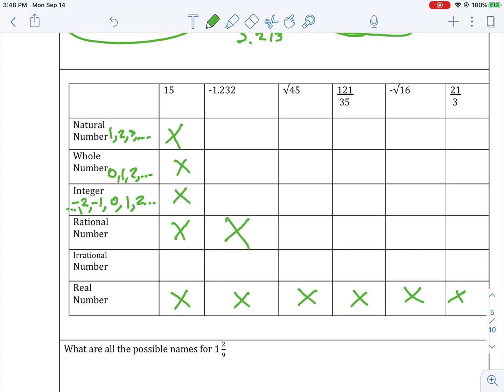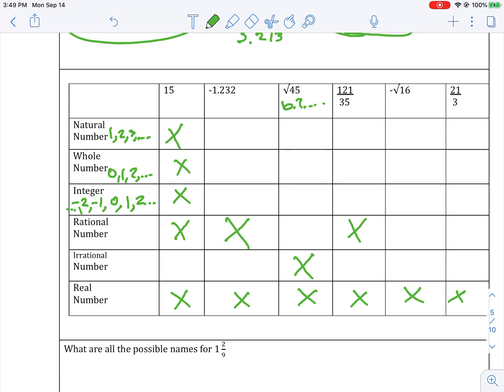Next, if we plug into our calculator the square root of 45, we get 6.7 dot dot dot. It does not terminate, it goes on forever, and it does not repeat. We can't put that bar, therefore it is irrational. If it is irrational, it is nothing else. We don't have to worry about it. So 121 divided by 35, that is a fraction, which is rational.